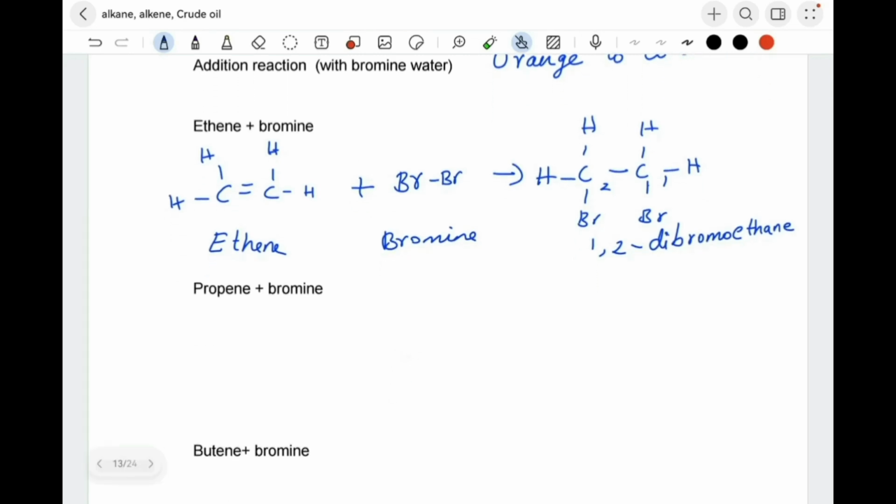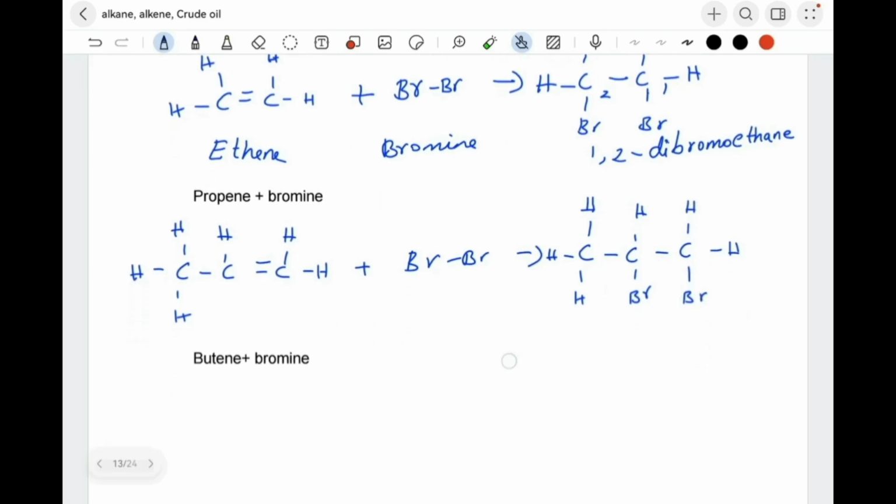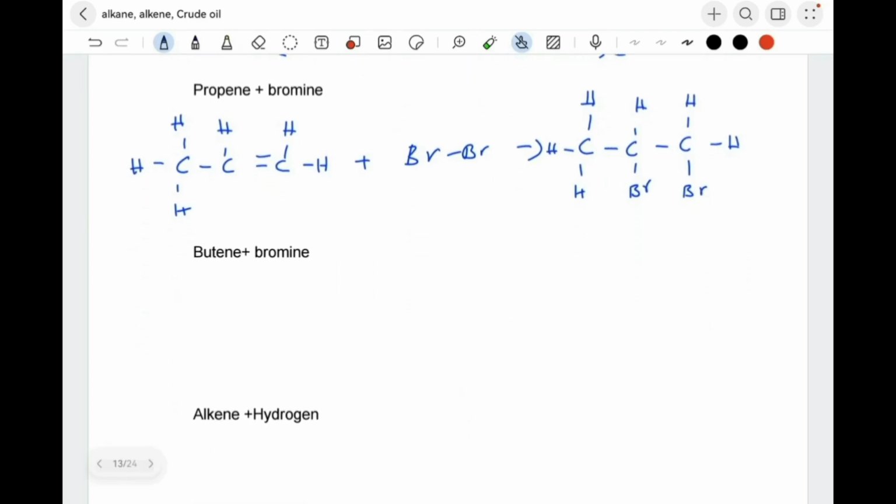Pause the video and try for propene plus bromine. I am writing here. Now, CH3, CH, CH2 plus Br and Br. In a similar way, we can add bromine only here to the first and second carbon. So I am not changing the left side part. Br here and 1 Br to the right. Now you can try for butene.